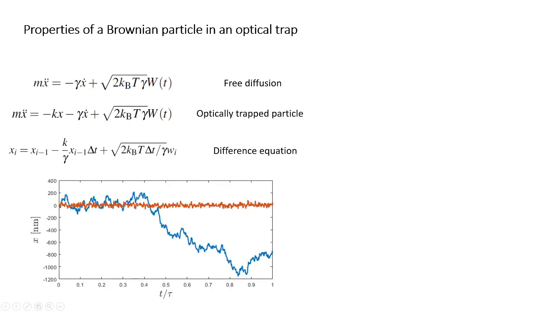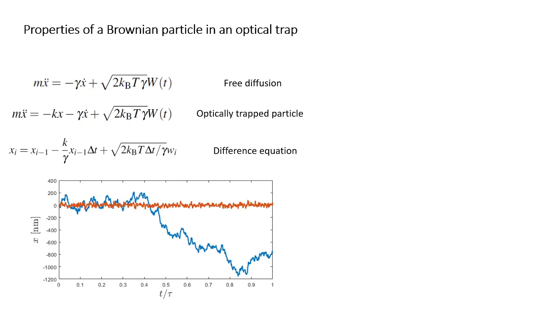Unlike a free Brownian particle that is represented as the blue line in this plot, an optically trapped particle will stay at the confinement point and will only oscillate around this equilibrium position, as it can be seen from the red line in the plot. The next objective that we are going to have is going to be to simulate a Brownian particle that is optically trapped and analyze some of the characteristics of its trajectory.